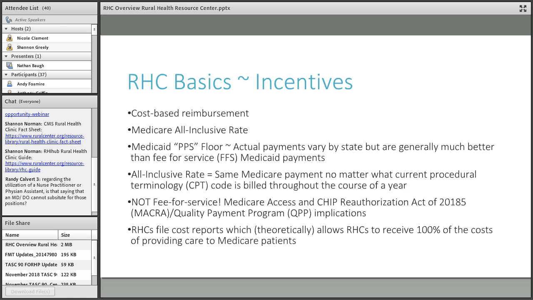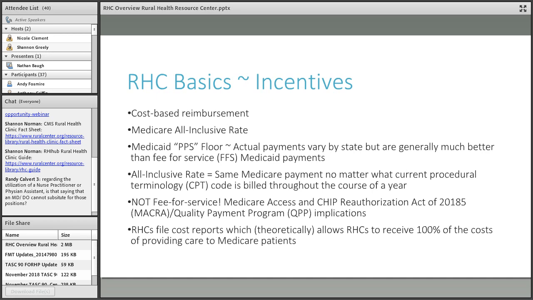So it doesn't matter what the CPT code says, unlike fee-for-service, right? If you did a level 5 E&M code or a level 2 E&M code, it doesn't matter. You are still going to get the same reimbursement rate if you're in a rural health clinic. The calculation is then done for the next year, right? And you'll get a set rate for the next year.